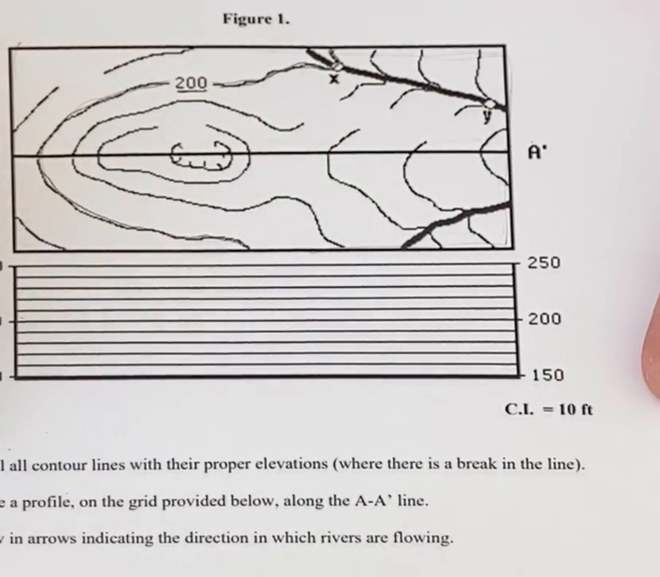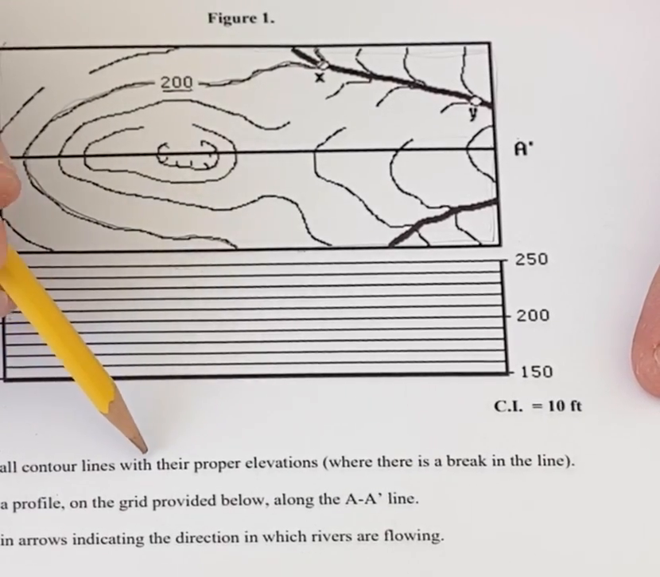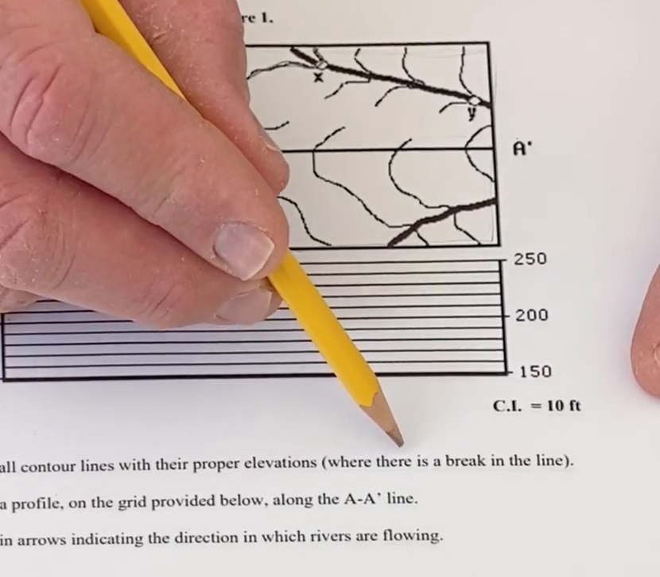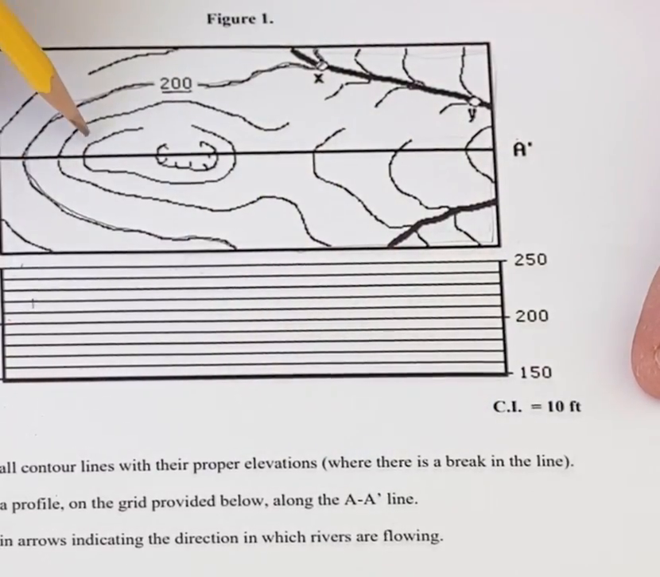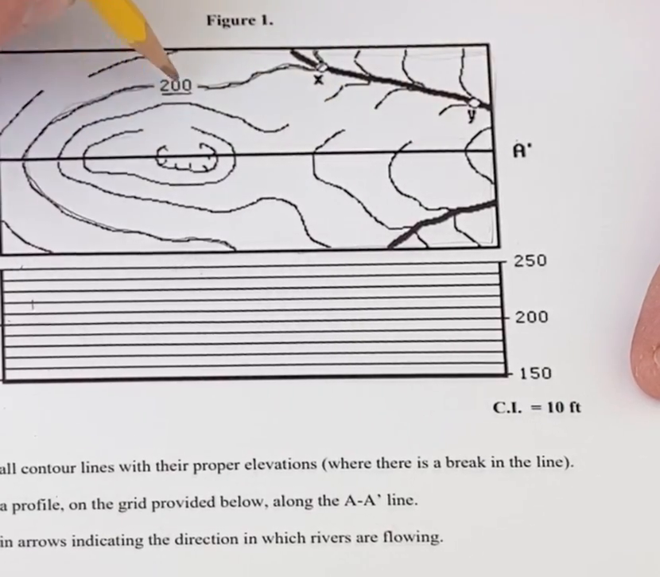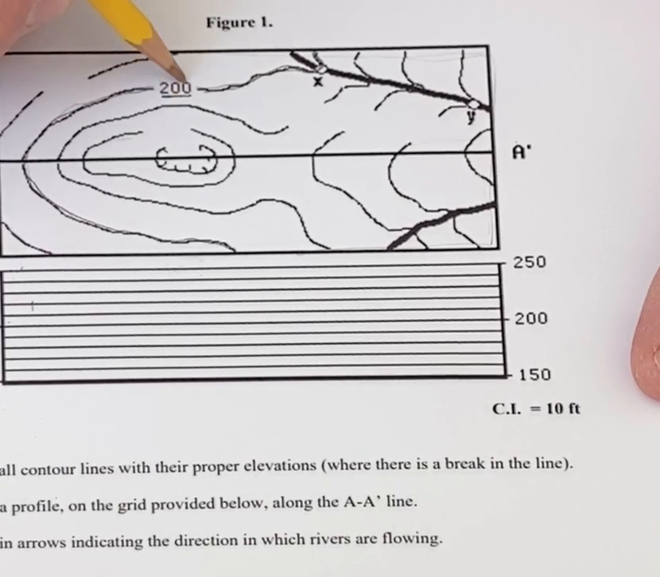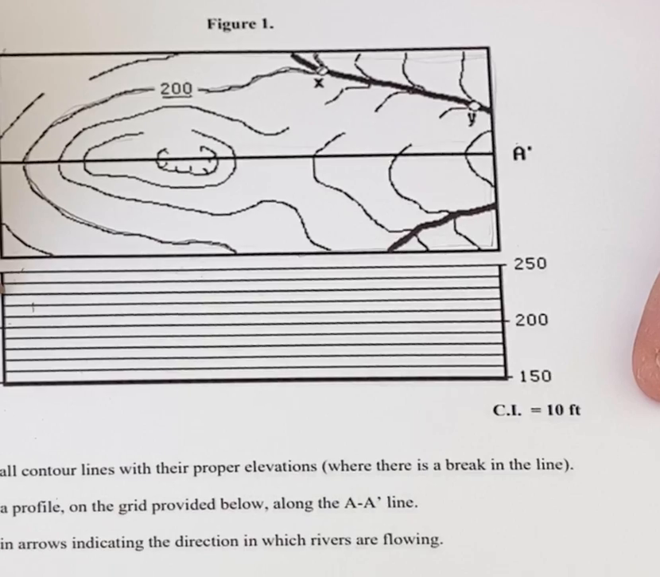So what we have to do here is label all contour lines with their proper elevations where there is a break in the line. So here are our contour lines. Okay, there's a break, there's a break, there's a break. That's just so that we can put a number in here. They've already given us one number, it's just 200. And we've got 10-foot contour intervals.